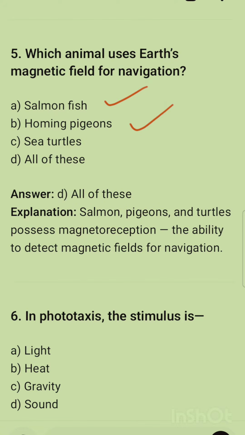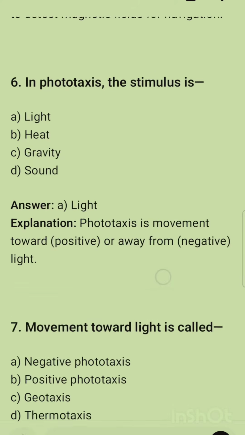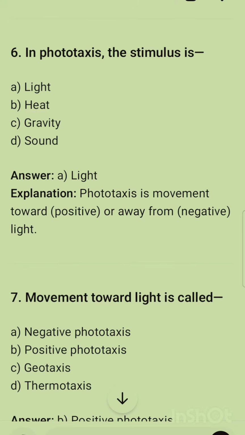Question fifth is which animal uses Earth's magnetic field for navigation? Options are salmon fish, homing pigeons, sea turtles, and all. And the correct option is all, as salmon, pigeons, and turtles possess magnetoreception, the ability to detect magnetic fields for navigation.